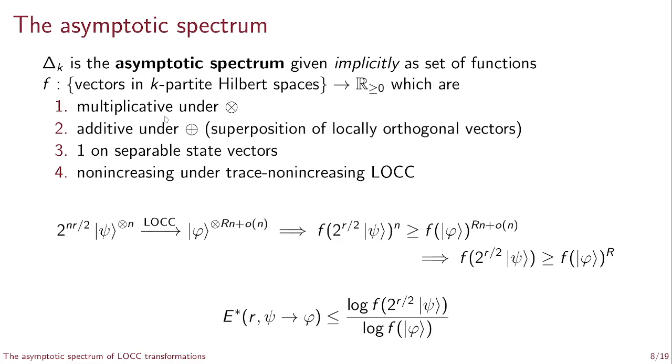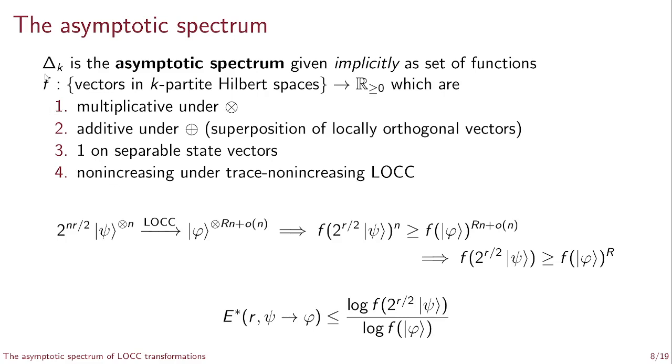Namely, they should be multiplicative under the tensor product, additive under the direct sum. So this direct sum can be understood as a superposition of the two state vectors, which are first rotated to be locally orthogonal. They must be normalized. That means they take the value 1 on separable state vectors of unit norm. And they must satisfy this kind of monotonicity property. They must be non-increasing under trace non-increasing LOCC transformations.